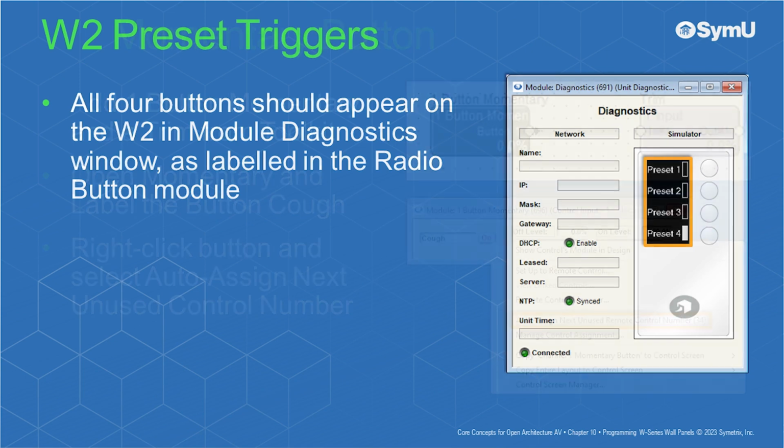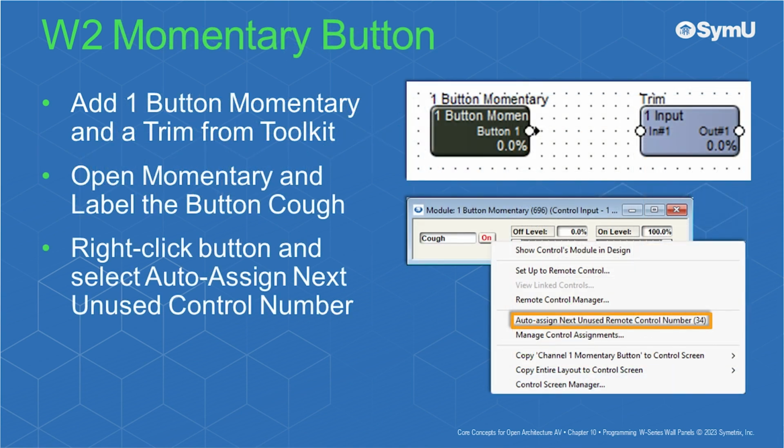Add a 1-button momentary and a trim from the toolkit to your site. Open the momentary and label the button cough. Right-click the button and select Auto Assign Next and Used Control Number.